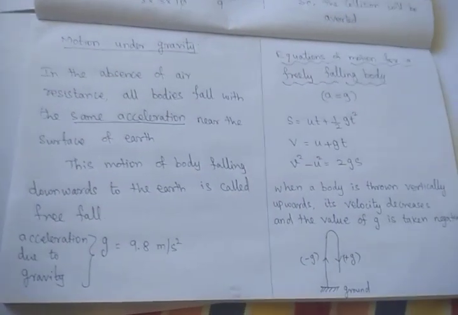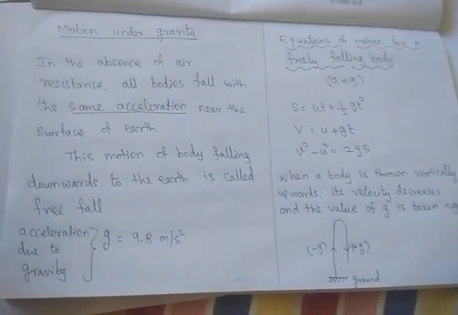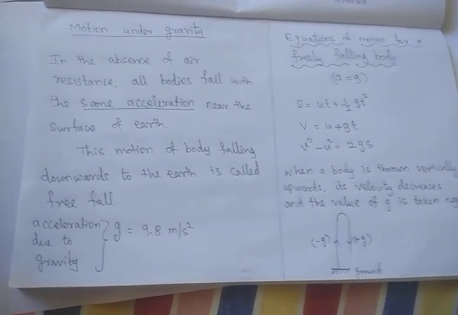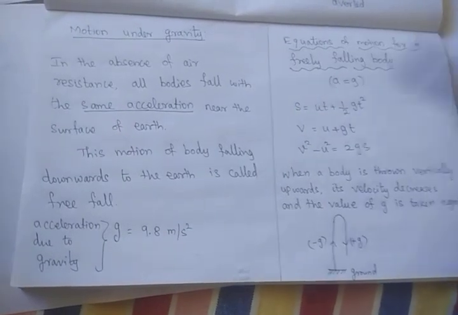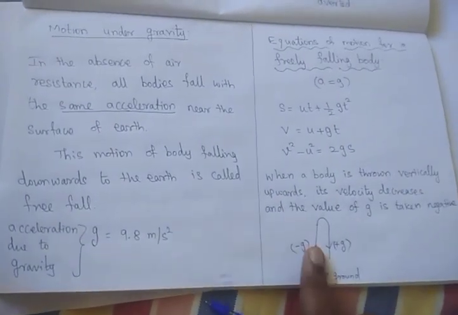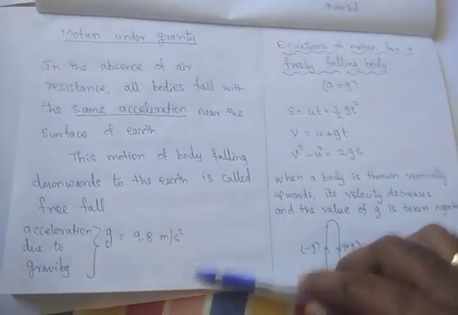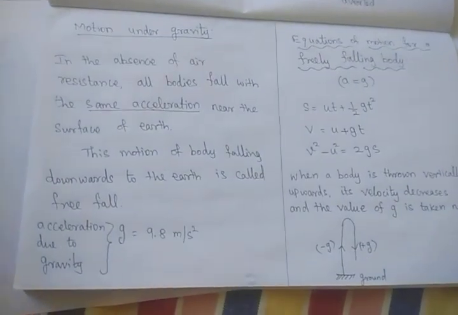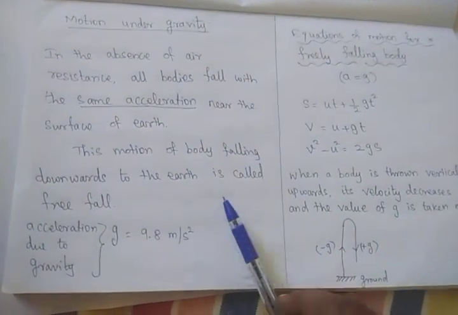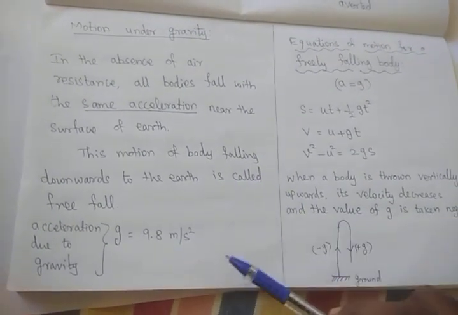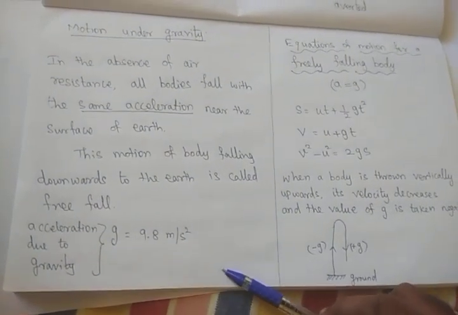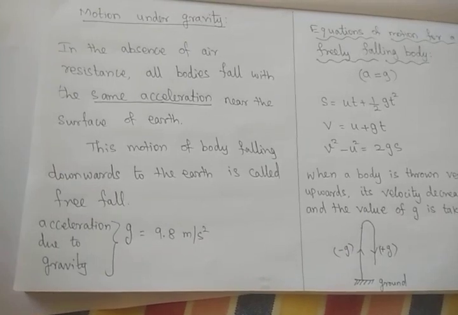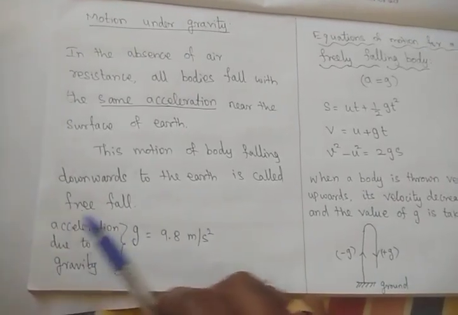You can see the famous feather and coin experiment. In the vacuum, if the feather and coin are dropped from the same height, both will reach the ground at the same time. That means the acceleration due to gravity is the same. So if you have any doubt, go through the feather and coin experiment one more time. In the absence of air, both the coin and feather reach the ground at the same time. That means the acceleration is the same, and its value is 9.8 meter per second square. That fall is called free fall.